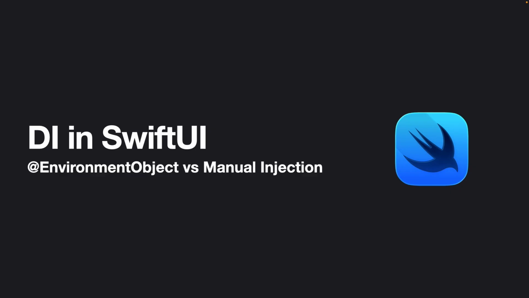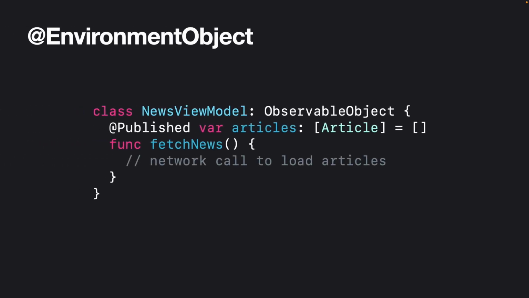I'm also going to show a quick alternative using view initializers, so you can pick what fits your app. Alright, now let's look at the example. Here's NewsViewModel, conforming to ObservableObject. We have an @Published var articles property, so any changes to articles will update our views. We also define a function fetchNews to load data.